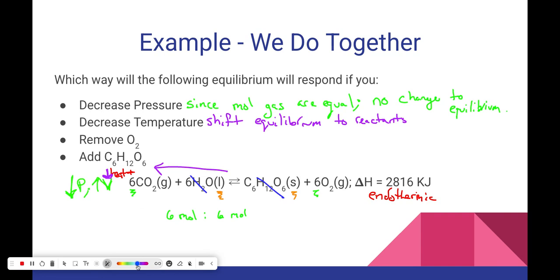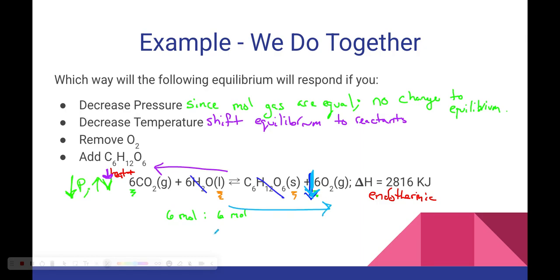All right, so our next one is we're lowering the concentration of O2. So O2 is going down this time, right? Your O2 is going to be decreasing here because we're removing it out of our equilibrium vessel. Well, what does that do? If I remove oxygen from the equilibrium vessel, it shifts the equilibrium to the products. So we remove O2, we're shifting the equilibrium to the products.